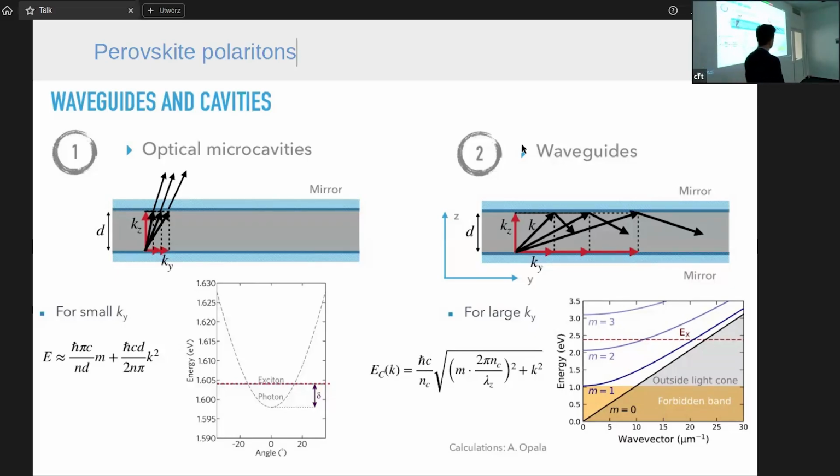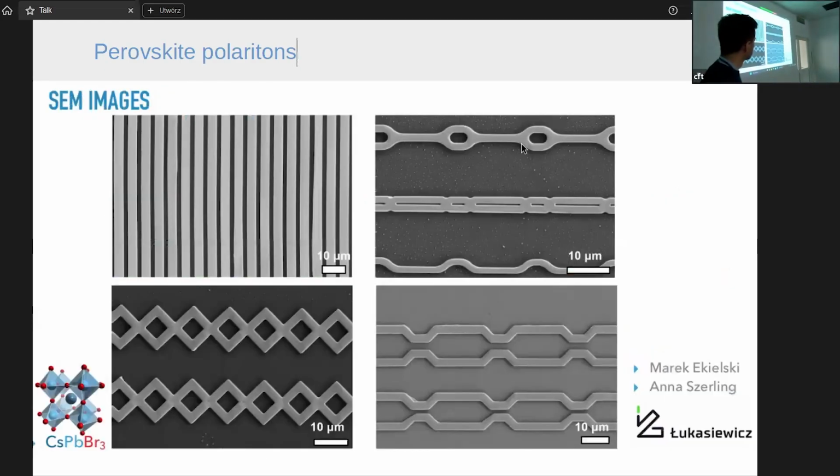There is also something that is quite important, the slide condition. Basically, if your wave vector and energy are in this area, it means that your wave vector in this direction is too high for the light to be emitted outside. So this is important for confinement of light.